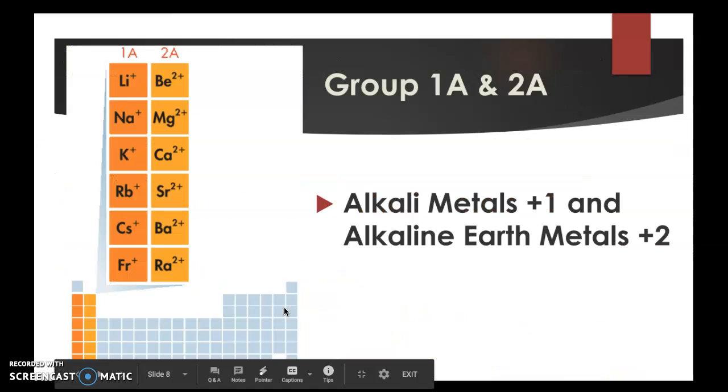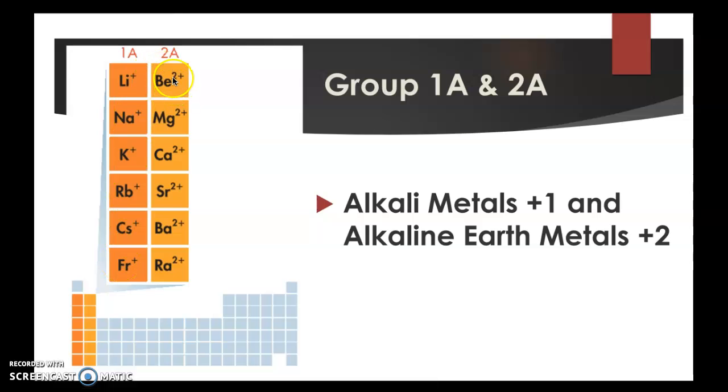And then you want to know on your periodic table, the group 1A metals all form +1 ions because they all have that 1 valence electron that they lose. And the group 2A metals all form +2 ions. So make sure you have that on your periodic table.